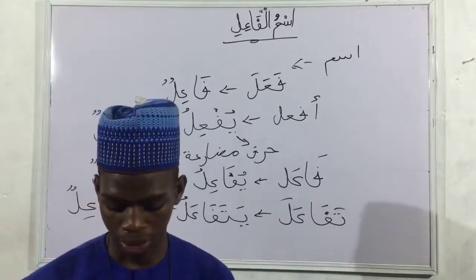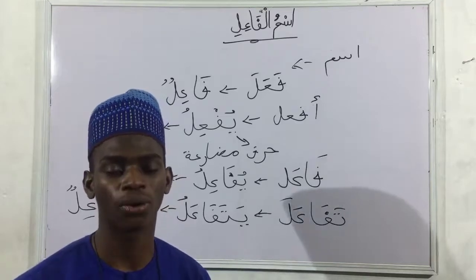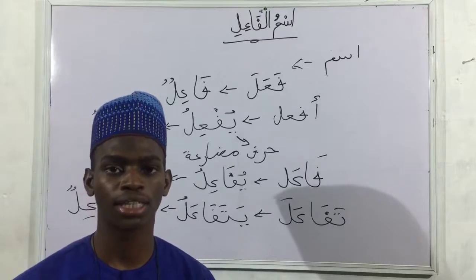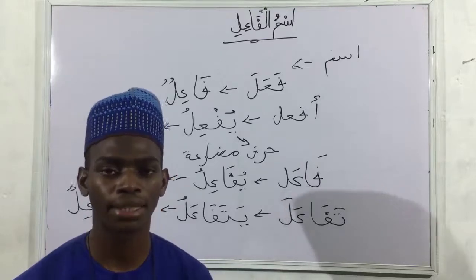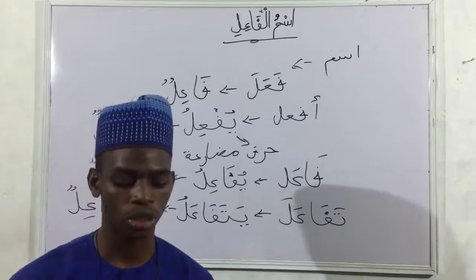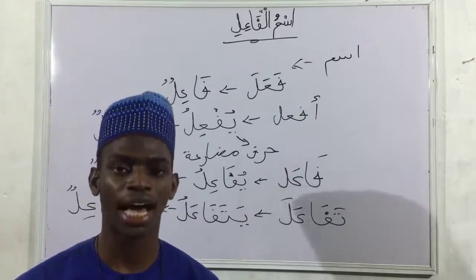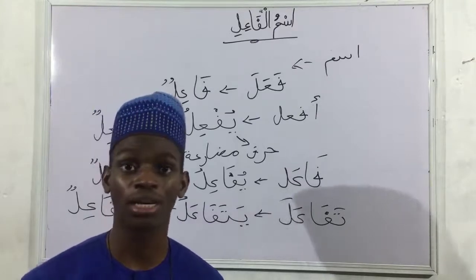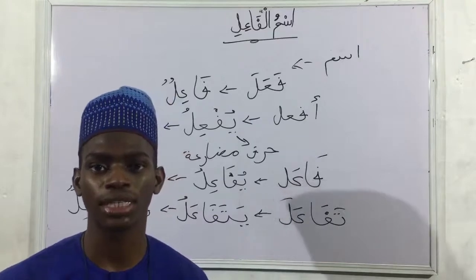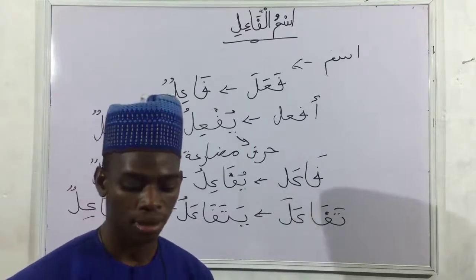The next example: Gharasa al-Bustaniyu ash-Shajara. Gharasa means he planted. The gardener planted a tree. Gharasa is our fi'l, and when we turn this into Ismul Fa'il, we have Gharisun. So it becomes al-Bustaniyu Gharisun. How do we translate that? I believe you know that already. The gardener is a planter, or is planting, somebody that plants.